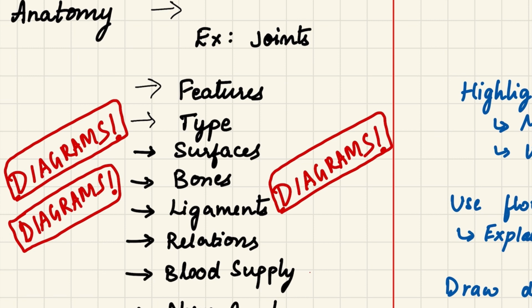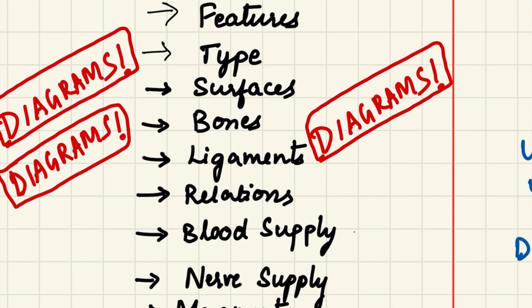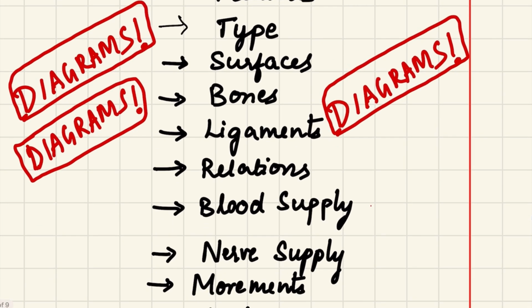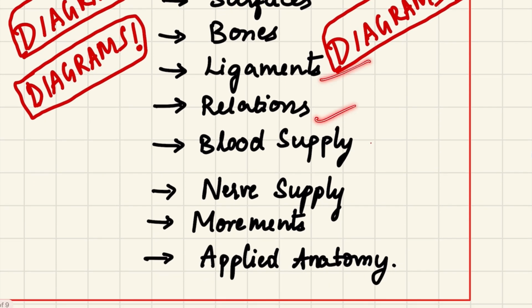So when the question is about joints, you need to write everything regarding that. Like you need to mention the features, types, surfaces, bones, ligaments, relations. See, always think relations are like neighbors, right? They are those present beside, in front, anterior, posterior, lateral, medial, whatever. So they are like neighbors. Remember them very well, this is very important and this is very volatile also.